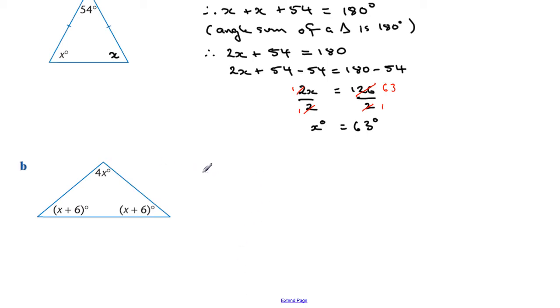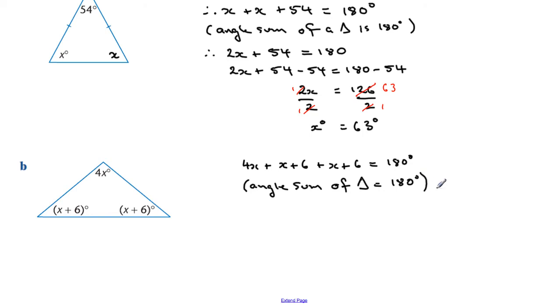Let's have a look at this particular example. We know that 4x plus x plus 6 plus the other angle x plus 6 must equal 180 degrees. And how do we know this? Well, because we know that the angle sum of a triangle is equal to 180 degrees. I've just abbreviated that a little bit.